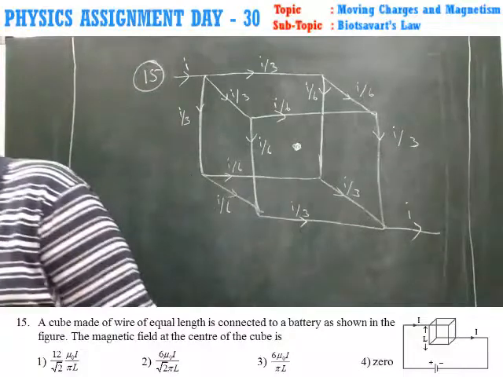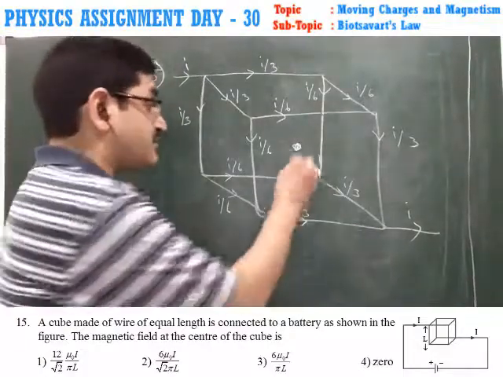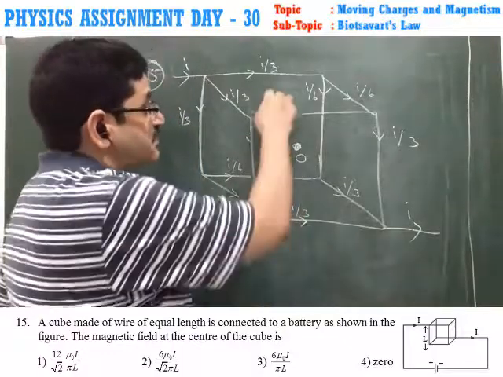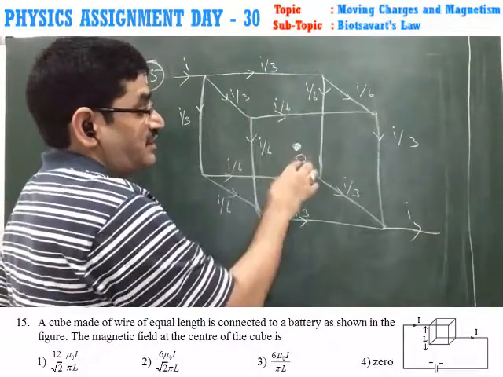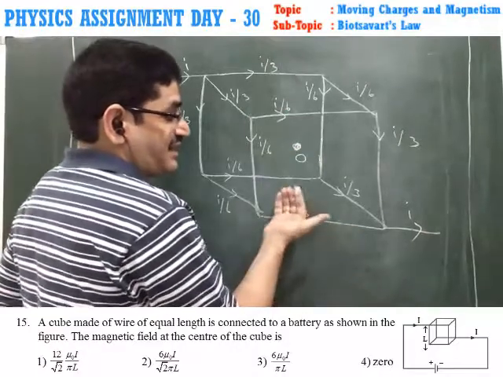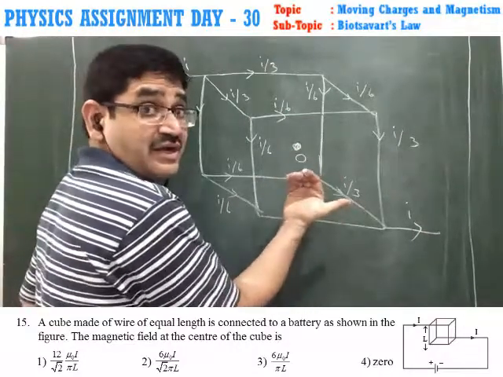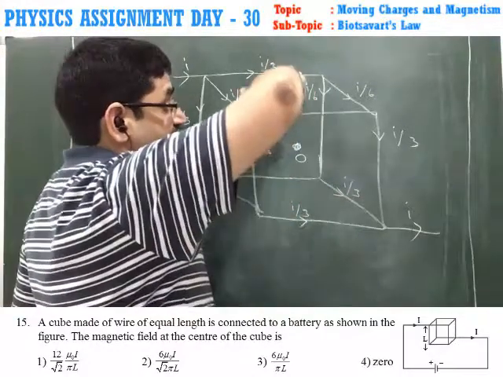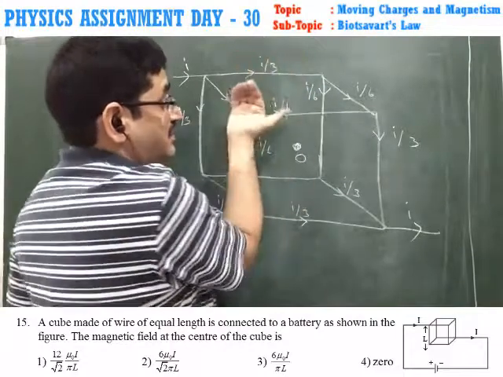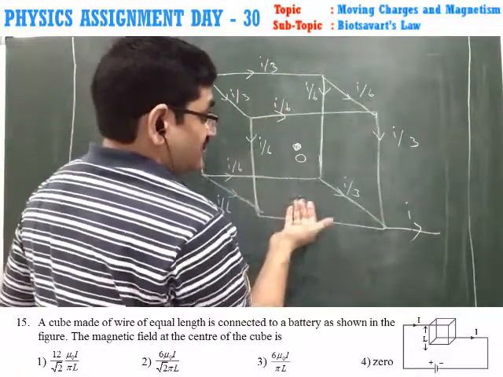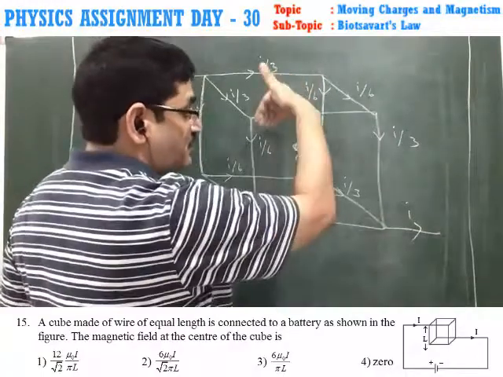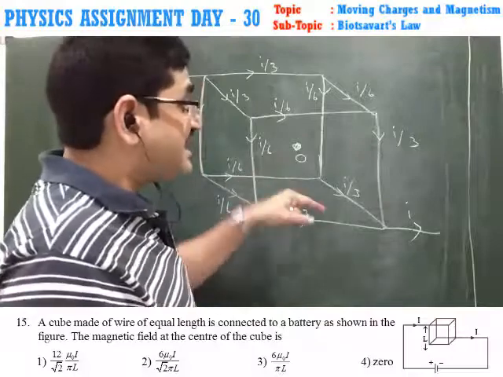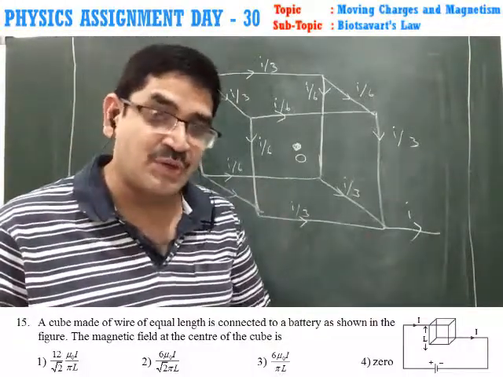So I want to calculate the resultant field at the center of the cube. If you consider the center O of the cube, consider diagonally opposite points, these two, I by 3 and I by 3. At O, due to this current carrying conductor, the magnetic field will be, according to the right hand thumb rule, out of the plane. And due to this I by 3, the magnetic field at this point will be into the plane. So these two are exactly opposite, and the resultant field will be 0.